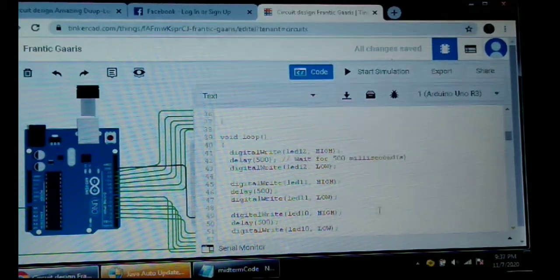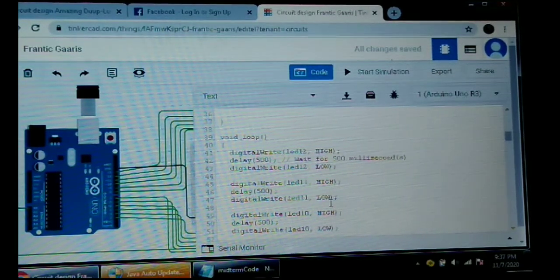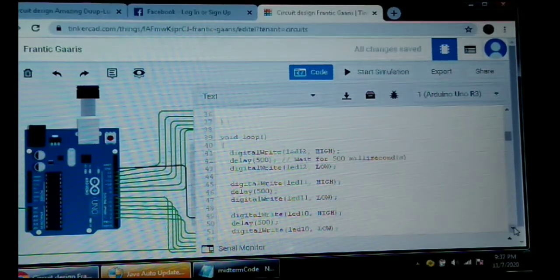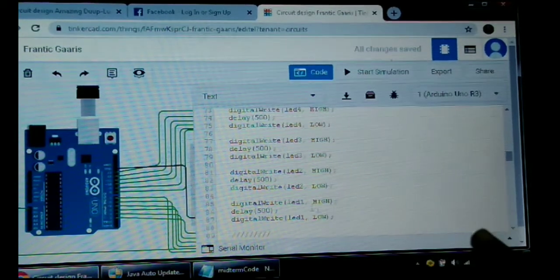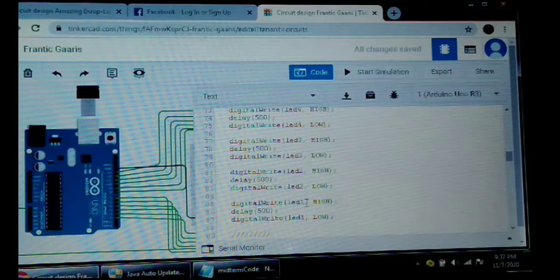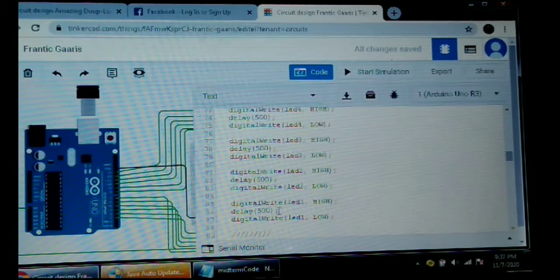Next is the digitalWrite LED11 HIGH. So again, it will turn on, then delay, then turn off. Then the process will continue until LED 1 here. digitalWrite LED1 HIGH. Then delay 500, then it will turn off.